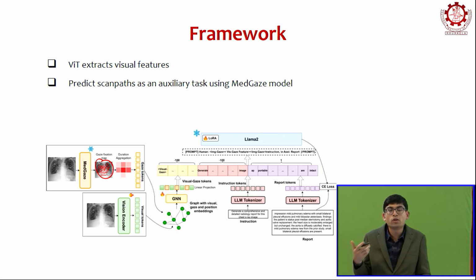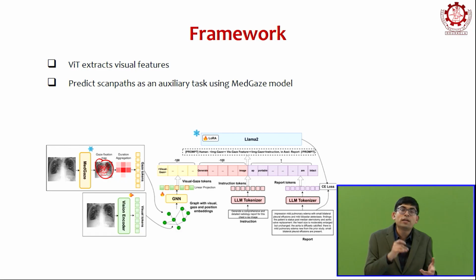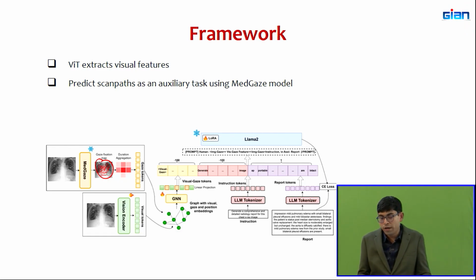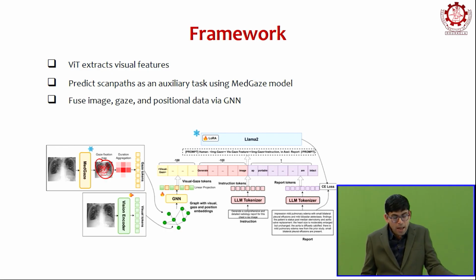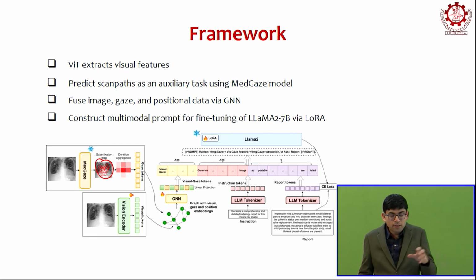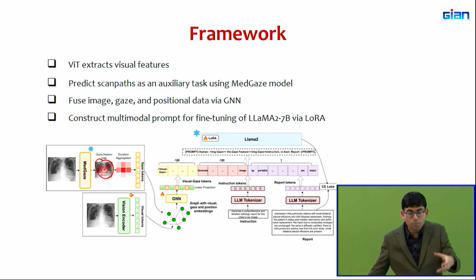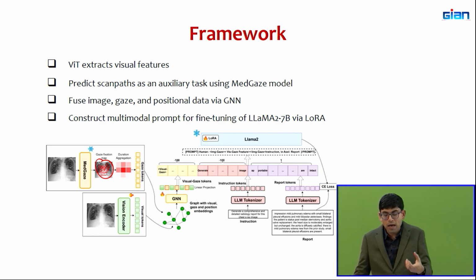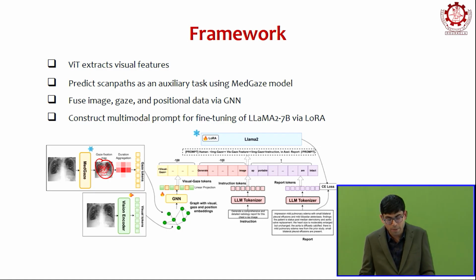it's almost impractical to expect a scan path to be collected in the inference phase. But we can train a model that can predict the scan path, right? And there's a model that we actually trained. It's a MedGaze model. We had to fine tune that MedGaze model. And what we did was we fused the image features, the gaze tokens, and the positional data basically via a graph neural network. And then this multimodal prompt that we got from the previous step was used to fine tune a large language model. So this was a Llama model that we fine tuned via a LoRA adapter.